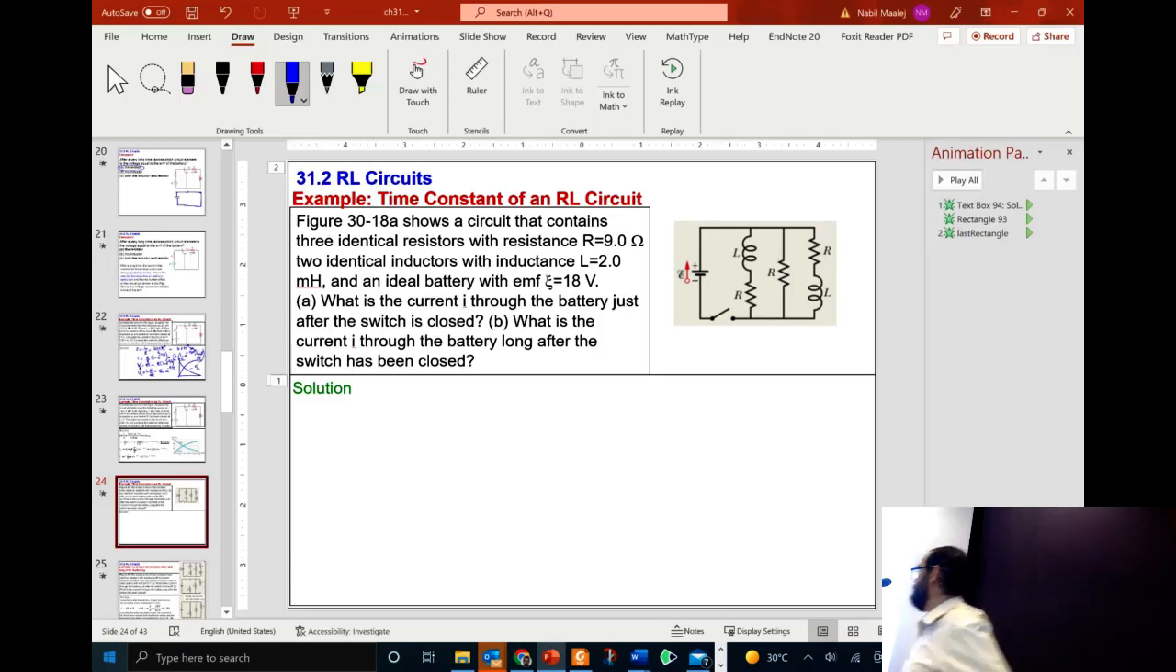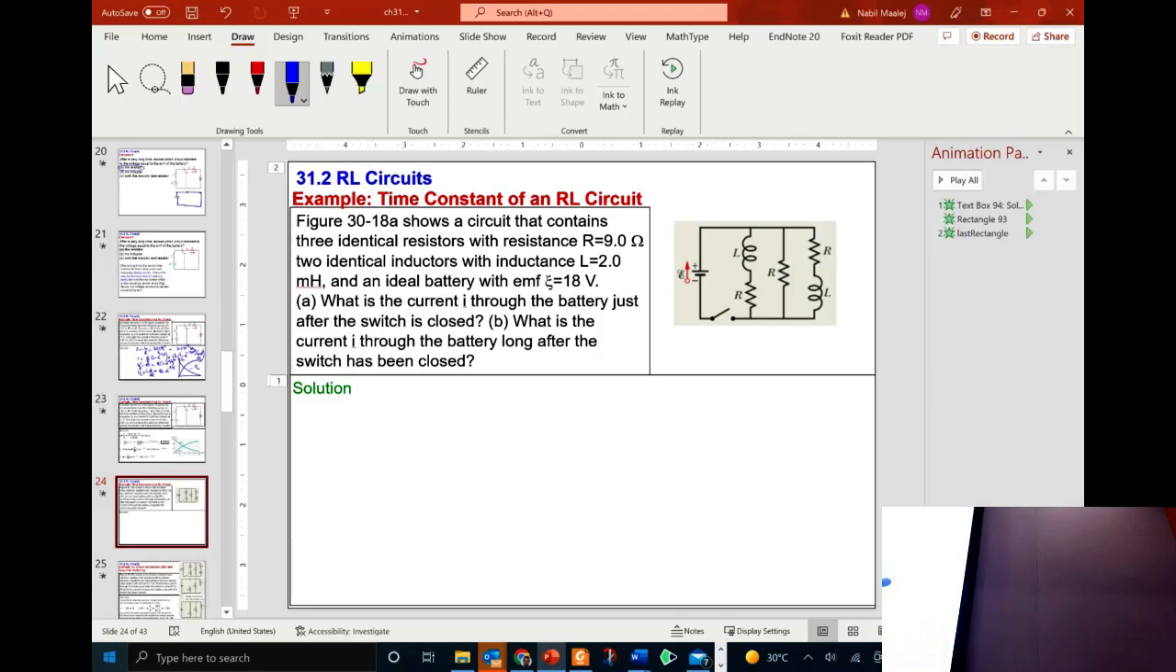What did we say about the inductors at time t equal to 0? They behave like what? Open. So as if they're not existing. So this is not there. This is not there. So this resistor is not connected. This resistor is not connected. So you just have a circuit with a battery and a resistance R, and so the current is just going to be the EMF voltage divided by R.